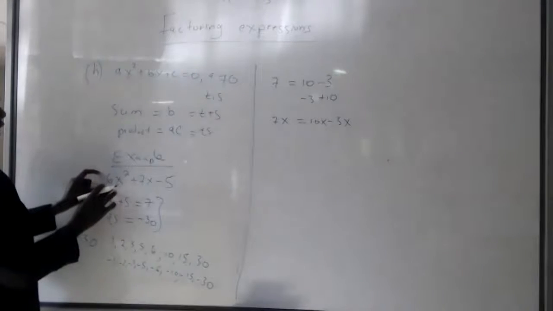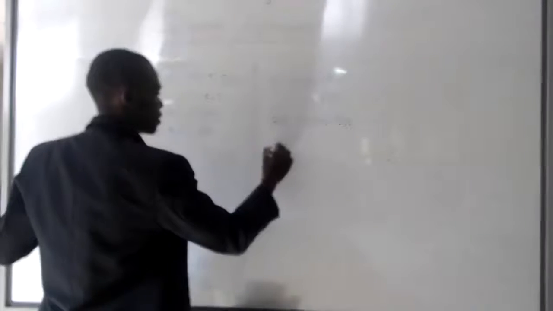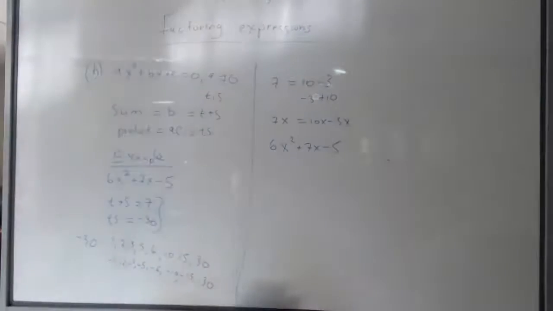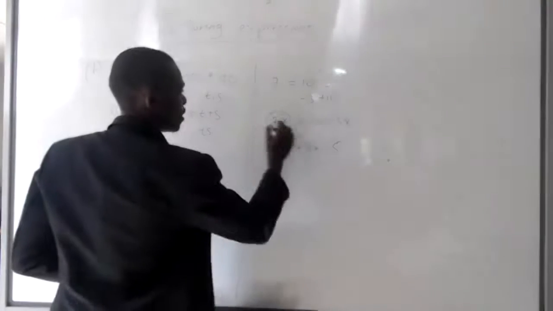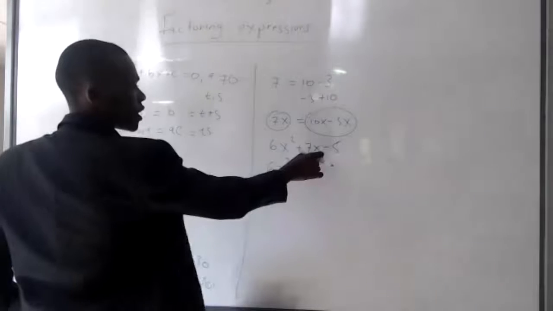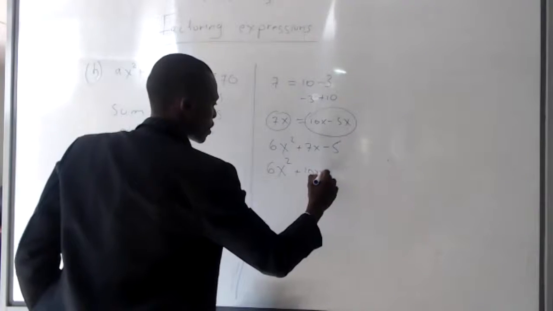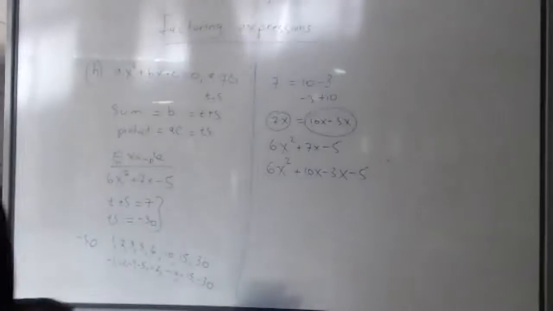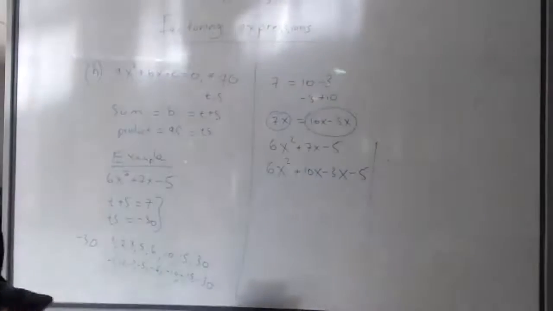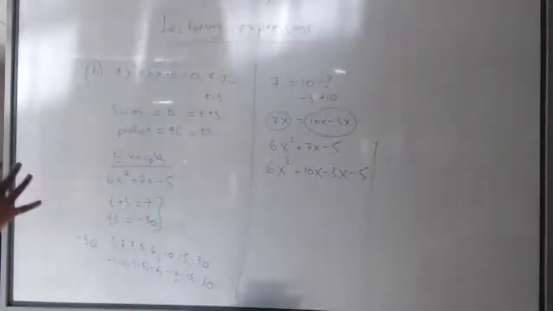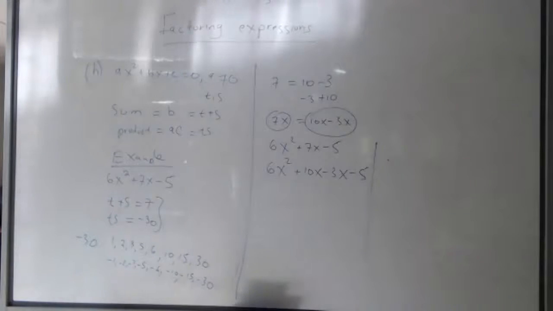So in your expression 6x squared plus 7x minus 5, instead of 7x, replace with 10x minus 3x. So we have 6x squared plus 10x minus 3x minus 5. It's not a must that I write it as 10x minus 3x. I could also write it as minus 3x plus 10x. I will get the same result.